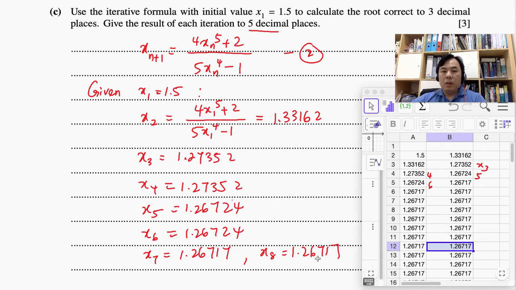X8 is 1.26717. Now, when it reaches a saturation point, you can see that to the nearest 5 decimal places, the iterations tend to converge to this root, and then we have to leave the answer for the root to the nearest 3 decimal places. So the root is 1.267, to the nearest 3 decimal places.